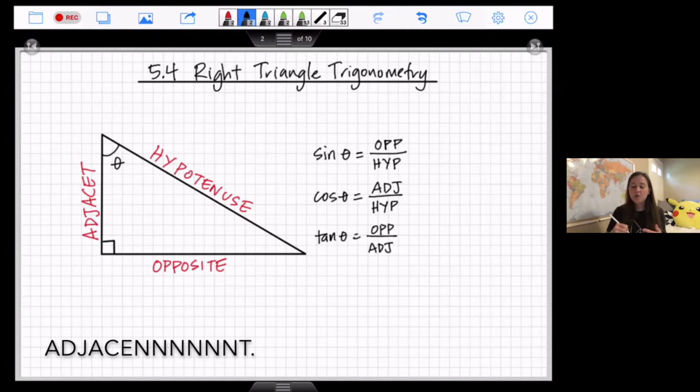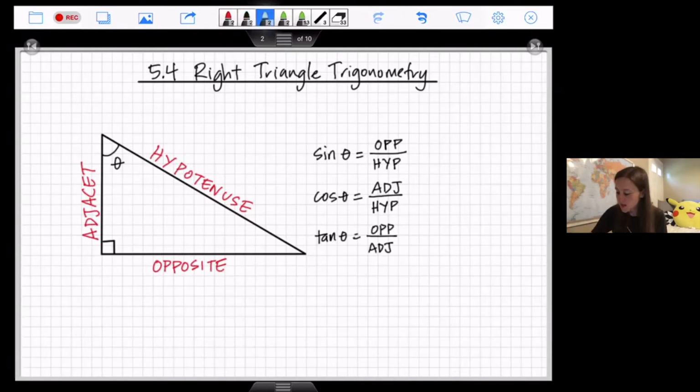All right. And we usually remember these relationships with the acronym SOHCAHTOA. So sine is opposite over hypotenuse. Cosine is adjacent over hypotenuse. And tangent is opposite over adjacent. So SOHCAHTOA, that's usually how most people remember these relationships.